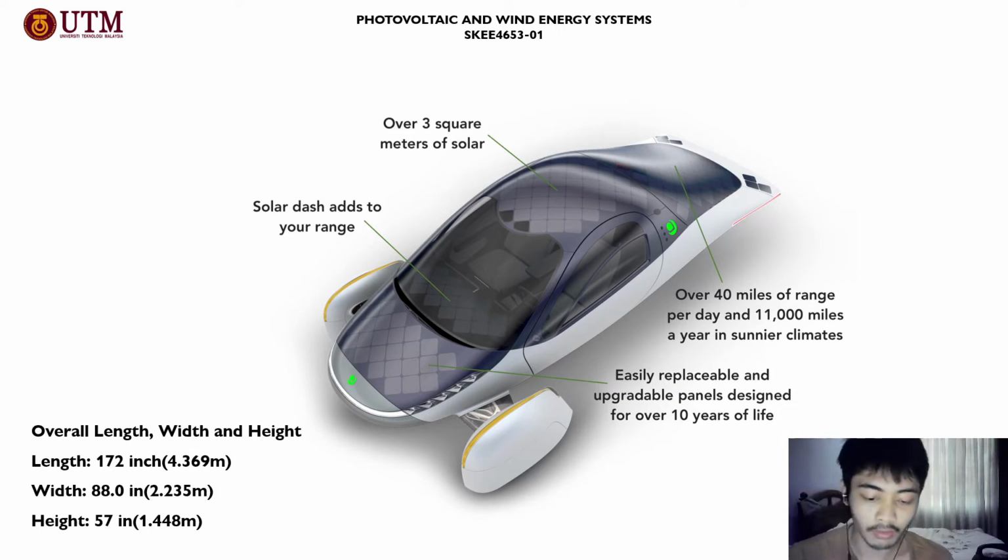But because this car is fully equipped with solar panels, it gets 700 watts of continuous charging power, whether you're driving or you simply park.